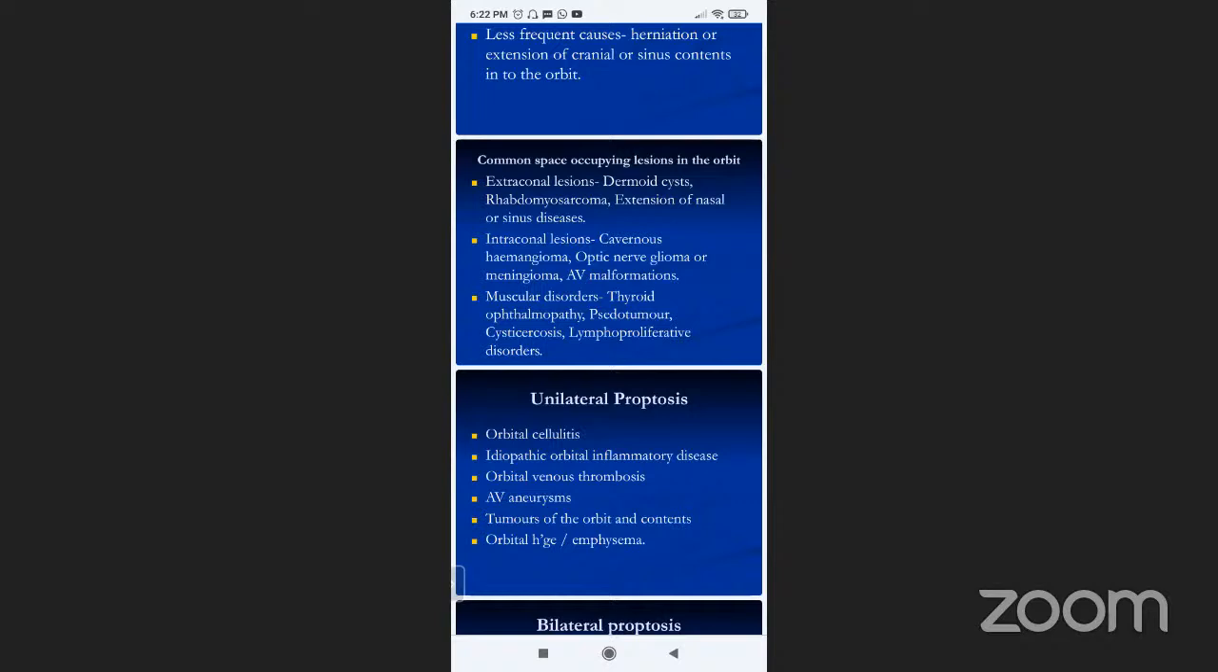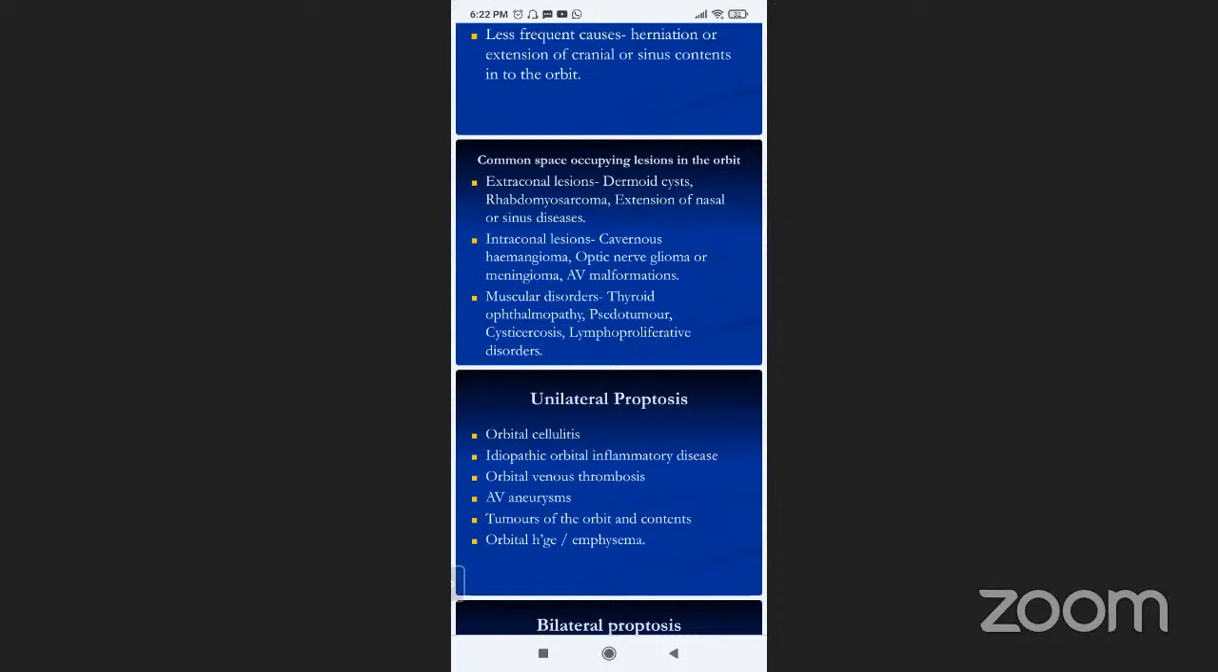Emphysema is air escaping into the orbital cavity following fractures of the paranasal sinus wall, like fracture of frontal sinus, ethmoid sinus, sphenoid sinus. This air can escape into the orbital cavity, which will push the eyeball forward, producing a proptosis. That is known as orbital emphysema. Usually that is unilateral. Or orbital hemorrhage can also occur following some trauma. These are the causes for unilateral proptosis.